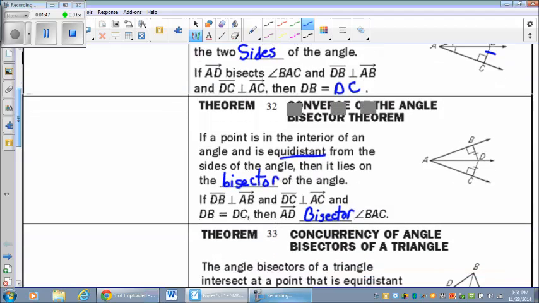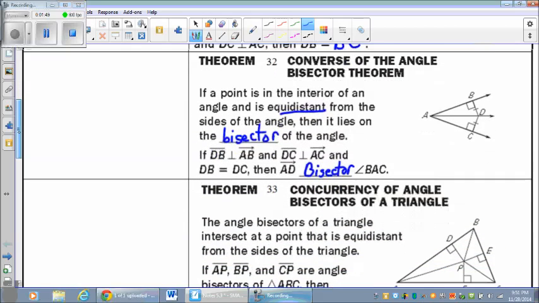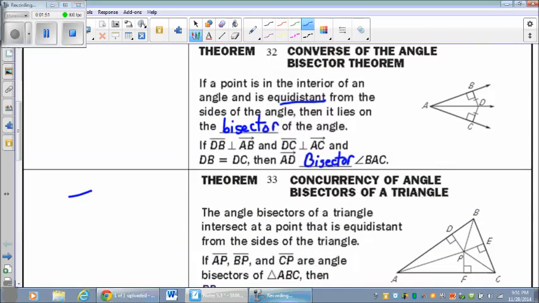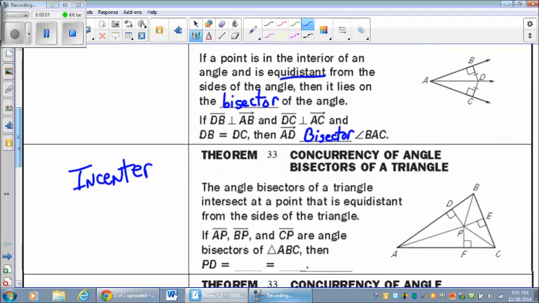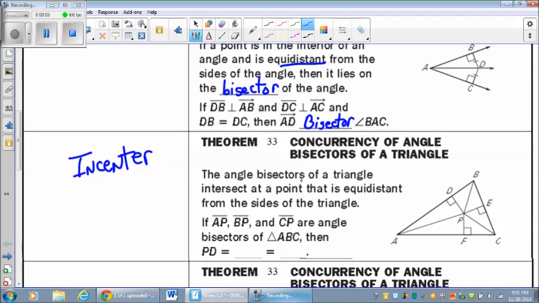All right, then theorem 33 is where we have the incenter. This is where that name actually comes in, where all the points intersect in the center. It says an angle bisector of a triangle, let me slide that down a little bit more. The angle bisectors of a triangle intersect at a point that is equal distant from the sides of the triangle.